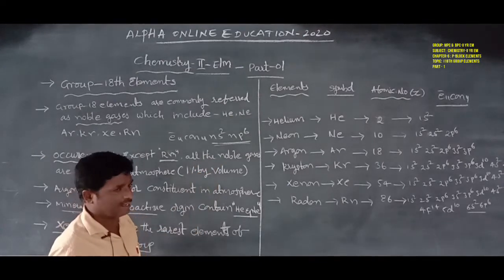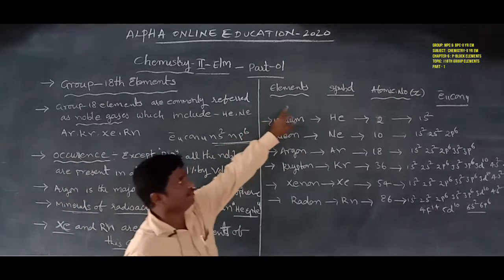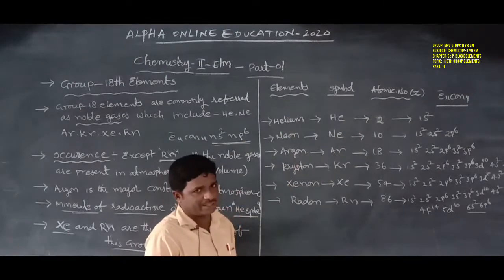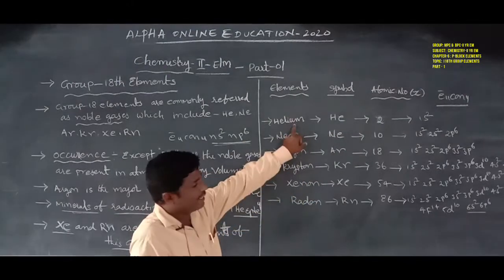Next, elements, symbol, atomic number, and electron configuration. The first one is helium.